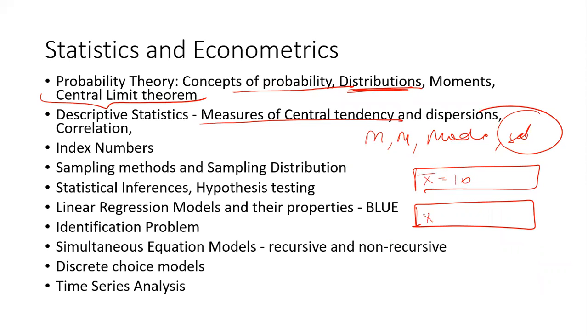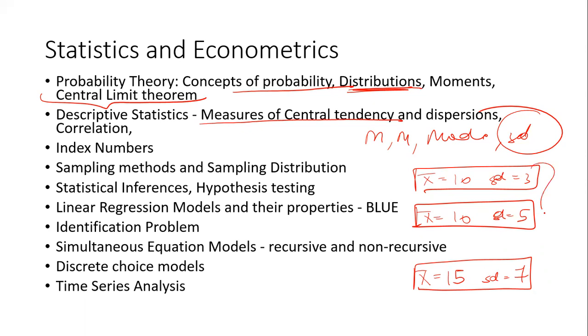supposedly the mean under two situations, supposedly these are the three cases that you have. Here the standard deviation is 3, the standard deviation is 5, the standard deviation is 7. Then what will a risk lover choose? What will a risk neutral individual choose? What will a risk averse individual choose?